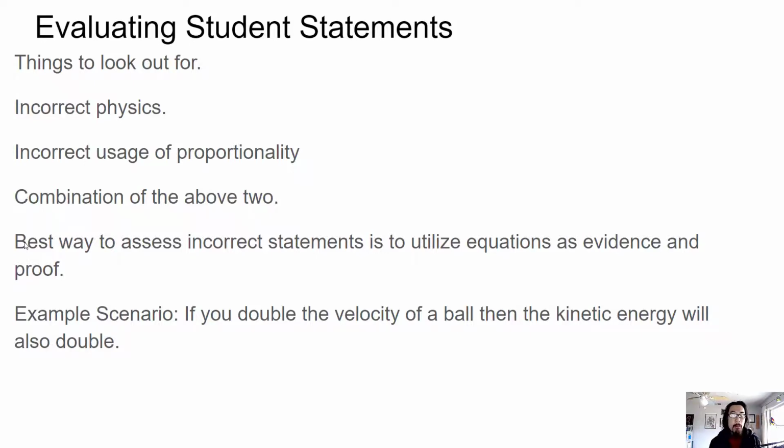Okay, and I can't hone this in enough. You have to be able to look at the equation sheet and use that equation as evidence for your proof. Those equations are there for a reason. Those equations are what govern our universe, right? So I have a little example scenario down here. It says if you double the velocity of a ball, then the kinetic energy will also double. If you look at the kinetic energy equation, which is 1/2 mv squared equals the kinetic energy, you'll notice that kinetic energy and velocity have a squared proportionality. So if you double the velocity, the kinetic energy will actually quadruple. Just stuff like that, very slight things that are kind of hard to really take a look at.